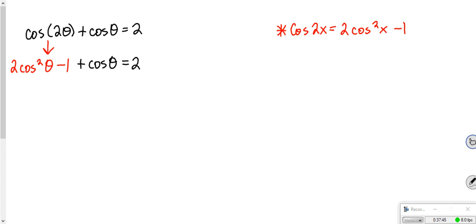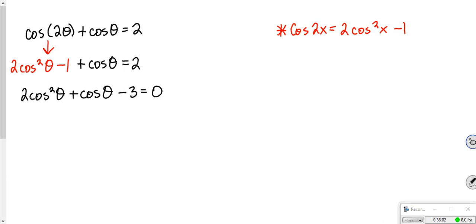Okay, so that's 2 cosine squared theta plus cosine theta. If I pull my 2 over to the left, it's going to give me a minus 3 equals 0. Then I can factor it.